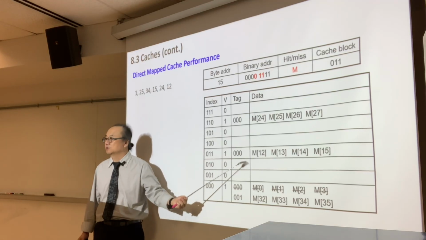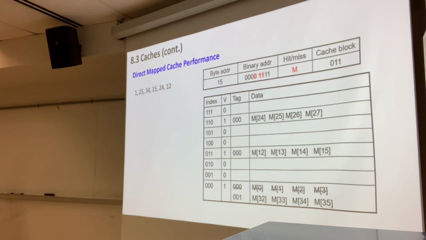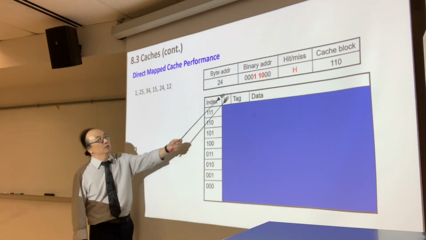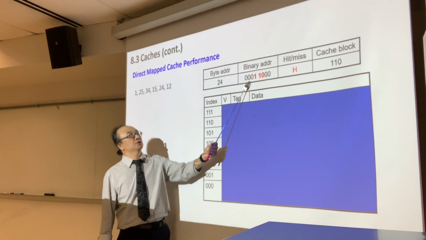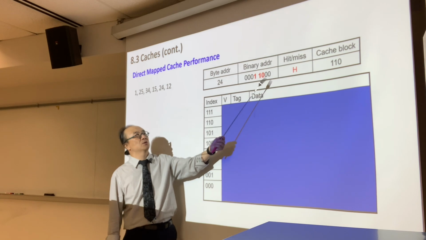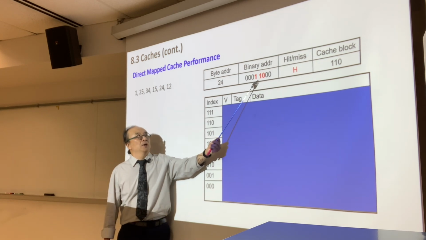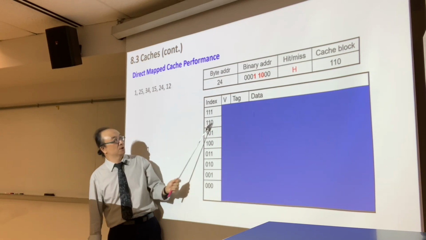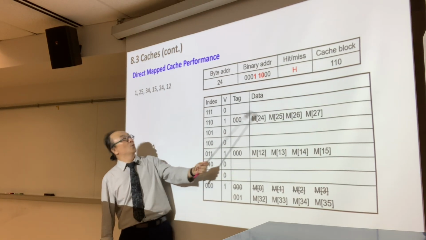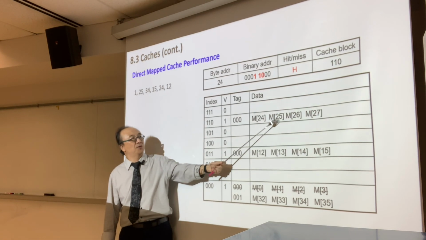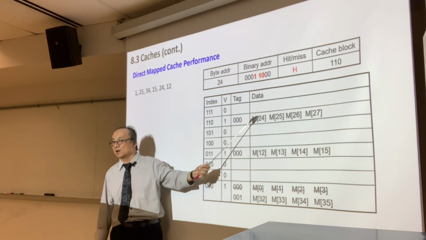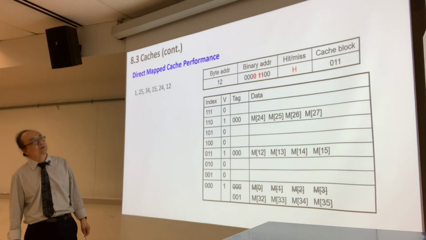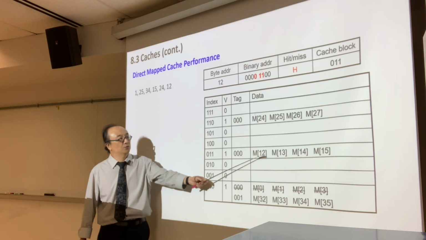And it's going to be 000 as a tag. And when we call 24, it's a hit because 24 is 0001100. So the index, the block location, is 110, and when we brought 25, we brought 24 as well. So this time is a hit, and 12 is also a hit because we had 12 here.